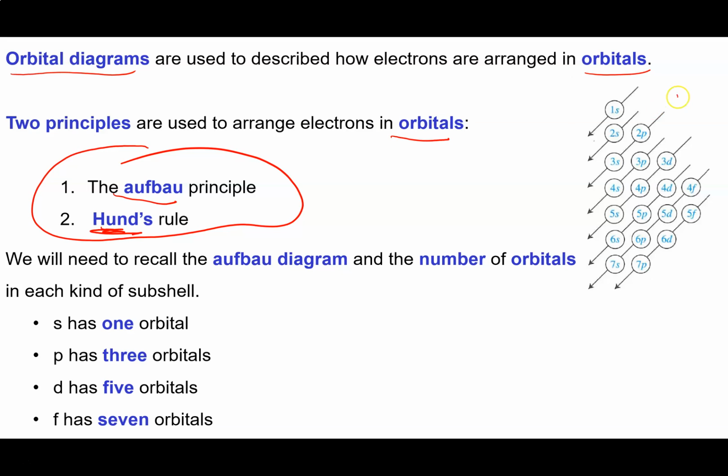So we will need to know how to use an Aufbau diagram in order to place electrons into orbitals in the correct order with respect to energy. So as I mentioned before, we want to keep in mind that an S subshell has 1 orbital, a P subshell has 3 orbitals, a D subshell has 5 orbitals, and an F subshell 7.